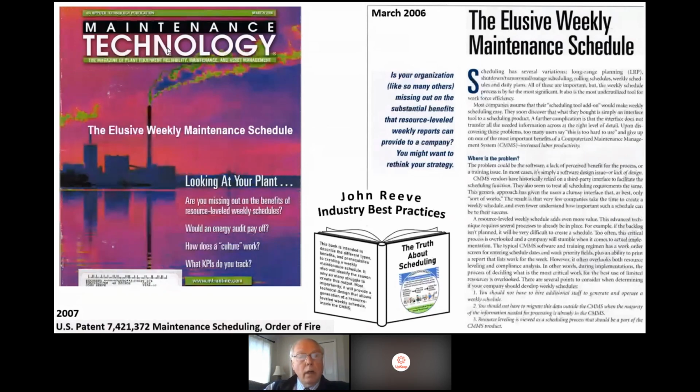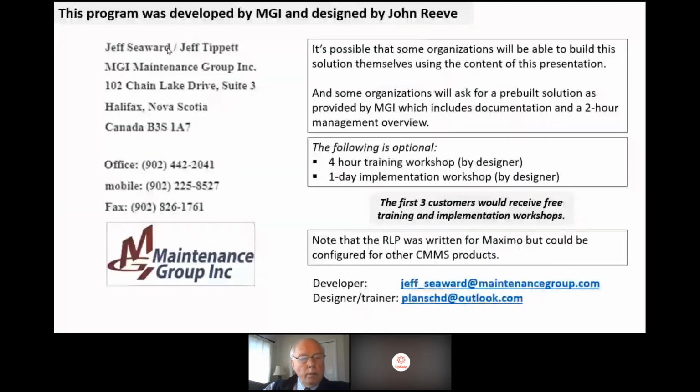Okay, so here we are. MGI, Maintenance Group Incorporated, Halifax, Nova Scotia, Jeff Seward, Jeff Tippett, and that's their phone number. If anyone thinks they're going to want to get more information about the solution, they should do a print screen right now and then save that to Paint or Word or whatever you want to do.